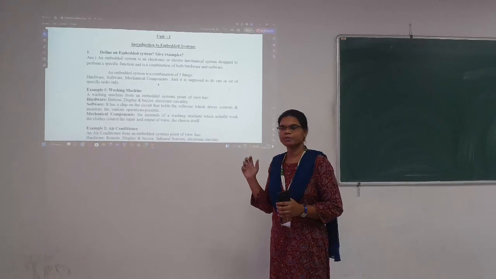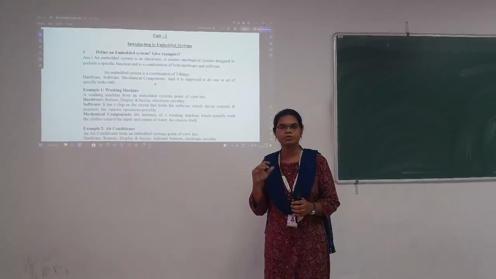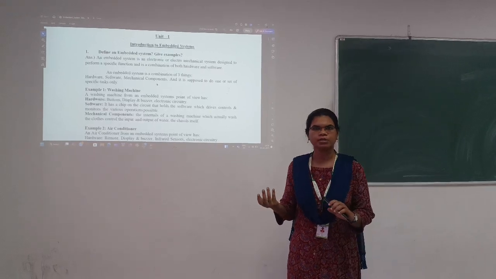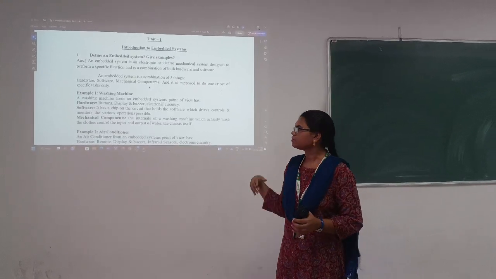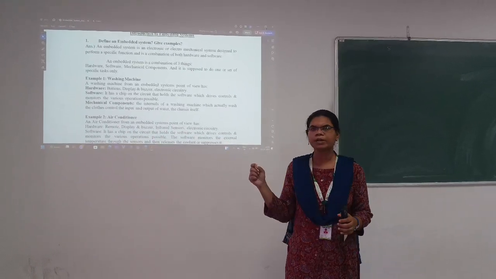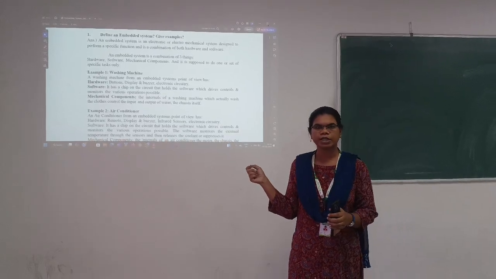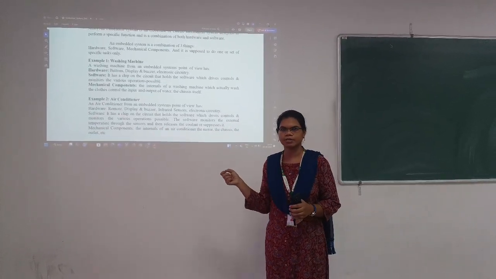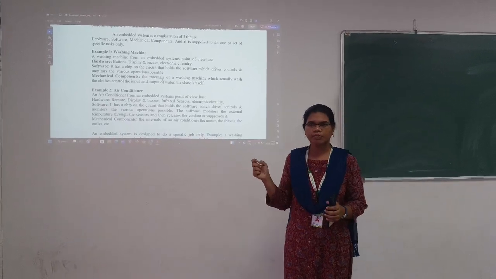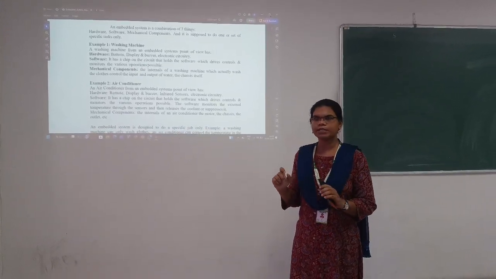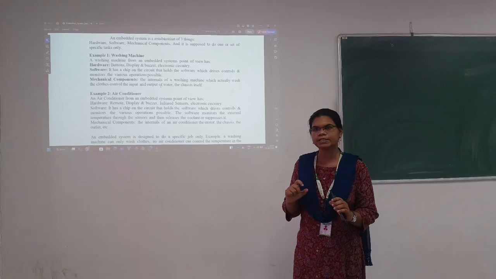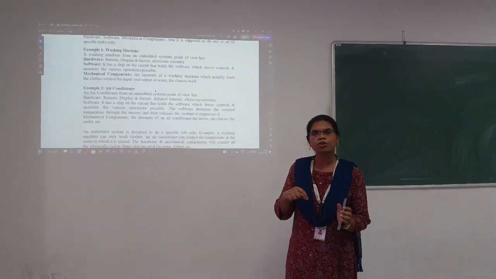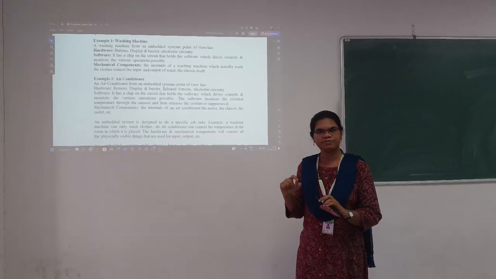So here the main purpose of using an embedded system is to design a specific application or to develop a specific domain. Okay, so every embedded system will be unique. We can consider examples like washing machine, digital camera, etc. Every embedded system is unique because it is designed to perform a specific function, or else I can say, to perform a specific application.